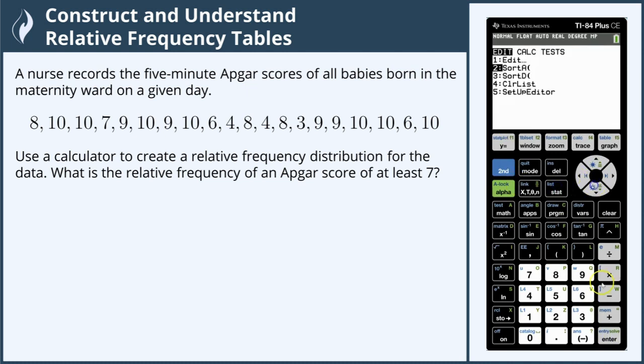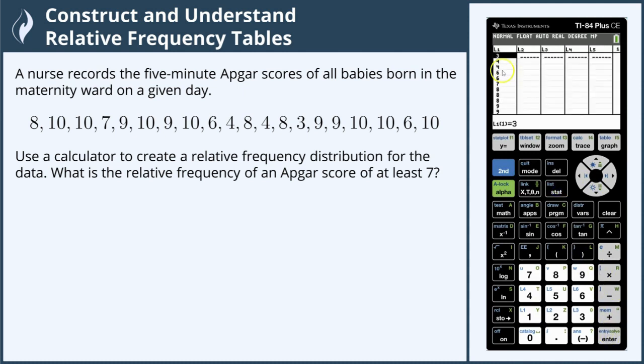Let's sort this data by going to stat and sort A, typing in list one and pressing enter. When we go back, we see our data has been sorted. Now we're going to look at this and find all of our unique values to write into list two. So there's 3, 4. You can write the 5 if you want, but there weren't actually any 5s, so we can go straight to 6, 7, 8. When we scroll down, we see there are also 9s and 10s. So we'll type in 9 and 10 for our frequency table.